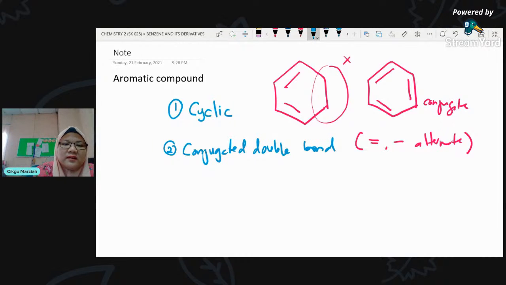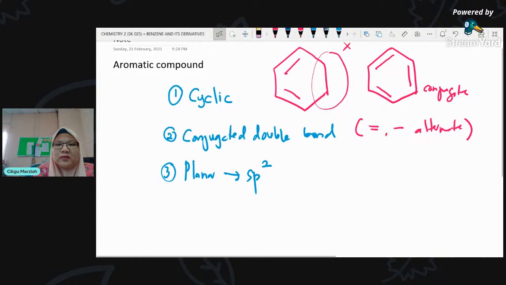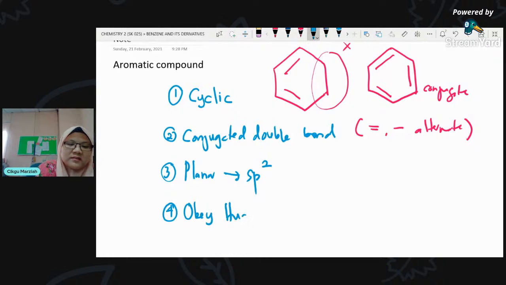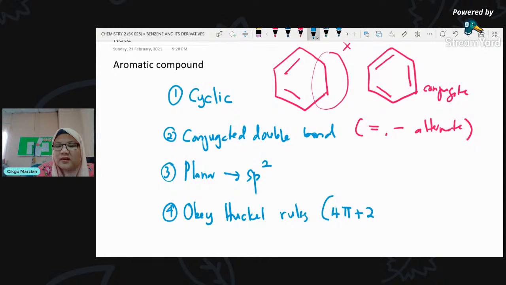Rules number 3, dia mestilah planar. Untuk dapat planar, dia hybrid sp2. So tak apa, ini hanyalah untuk pengetahuan. Dan yang last sekali, it must obey the Huckel's rule. Apa Huckel's rule ni? For 4n plus 2.